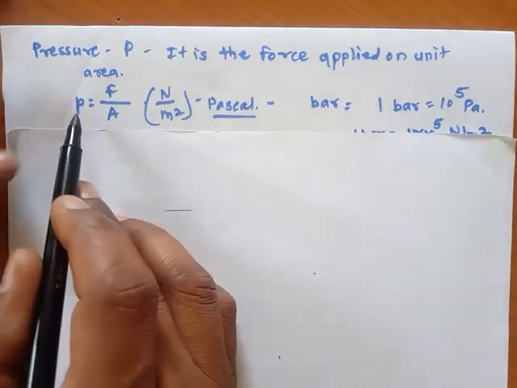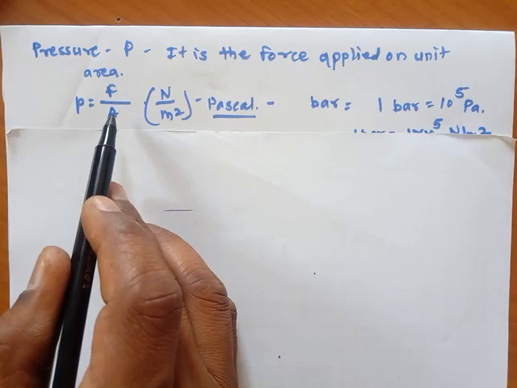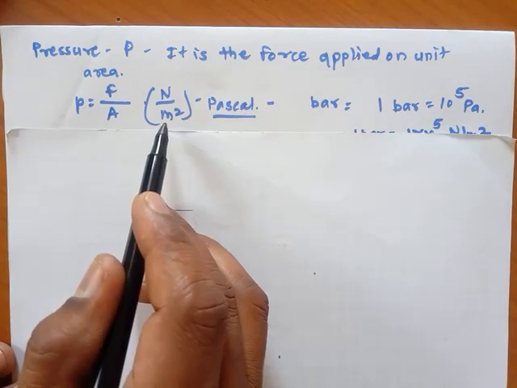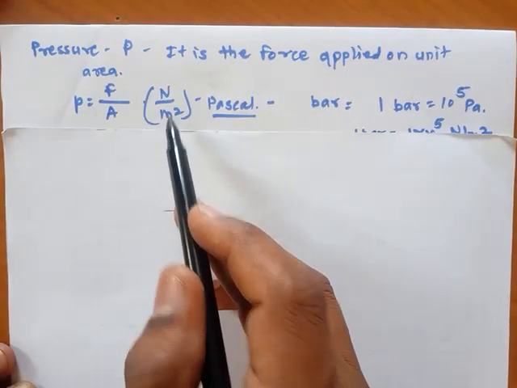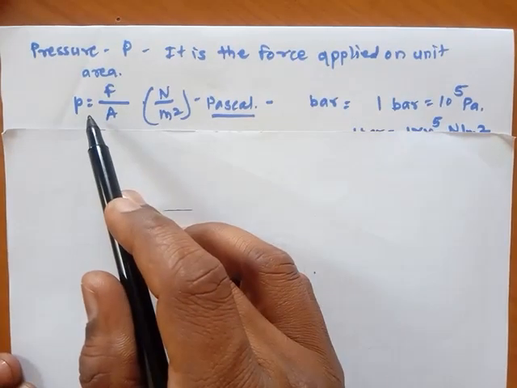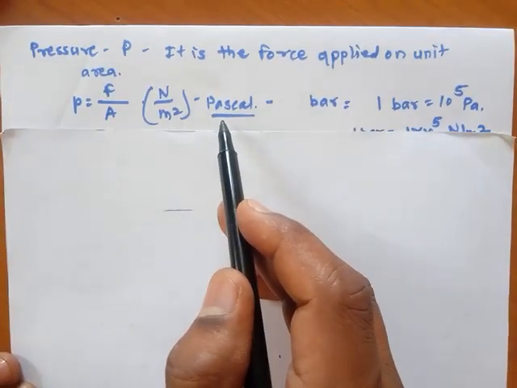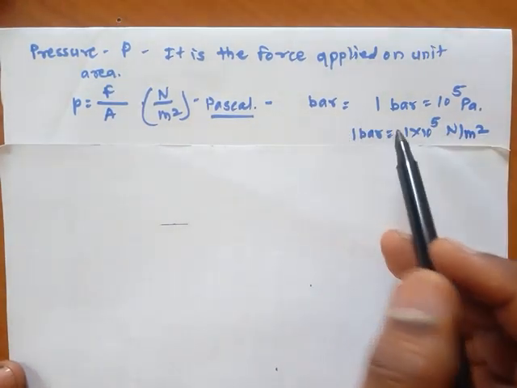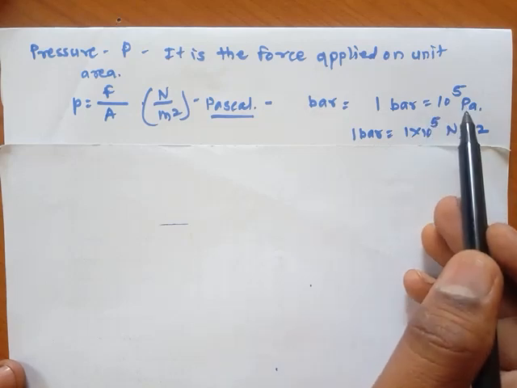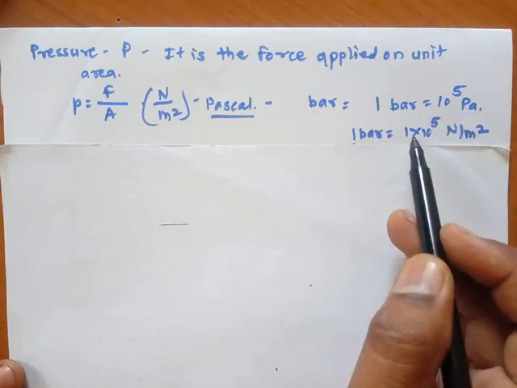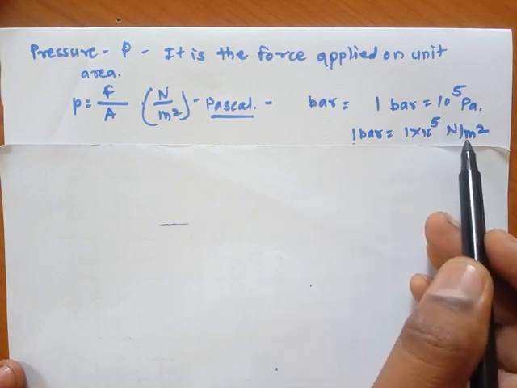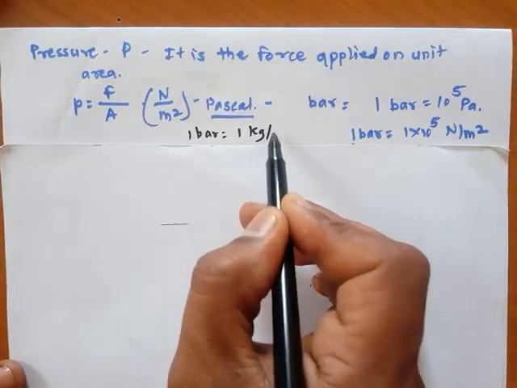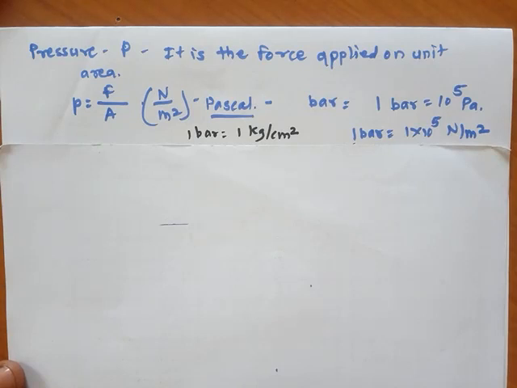So pressure is equal to force upon area, and in the SI unit we know that force has the unit Newton and area has the unit meter square. So Newton per meter square is the unit of pressure. This unit is also called a Pascal. Pressure has another unit, 1 bar. So 1 bar is equal to 10 raised to 5 Pascal, which is 1 into 10 raised to 5 Newton per meter square. 1 bar is also equal to 1 kg per centimeter square.